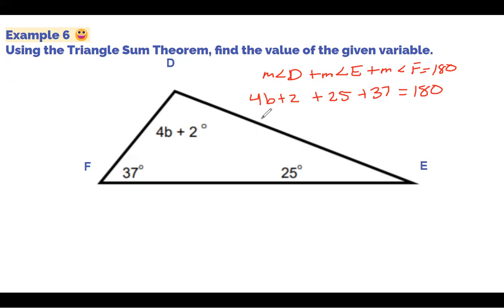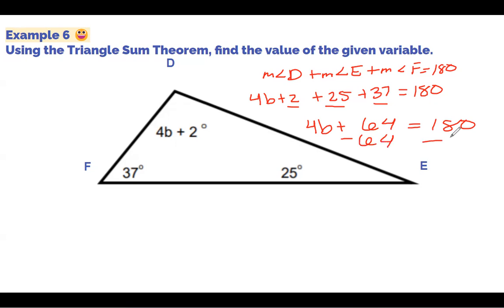All right, how do I solve? Combining like terms. So what terms do I combine? 4B and 2. So let's not forget about that extra term that we had in there. So we have 4B plus 2 plus 25 is 27, plus 37. It'll be 64 equals 180. Next step.